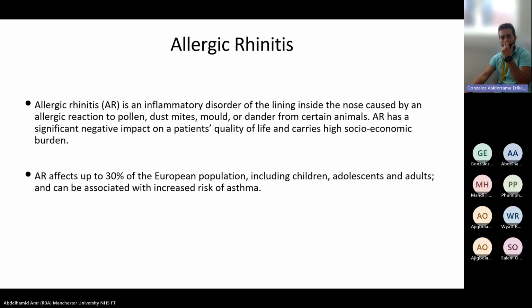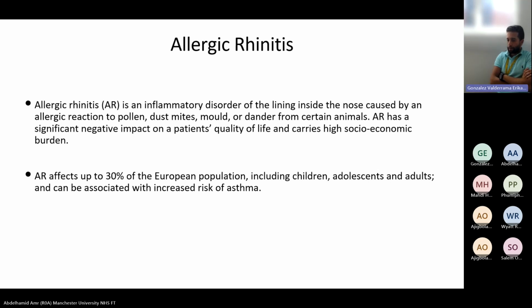So let's focus on allergic rhinitis. As we're saying, allergic rhinitis is triggered by an allergic reaction, whether it's pollen, dust mites, mold, or dander, and it has a significant impact on the quality of life of patients. It is estimated to affect about 30% of the European population. It can affect children, as I said, it's usually early onset, adolescents, and adults.